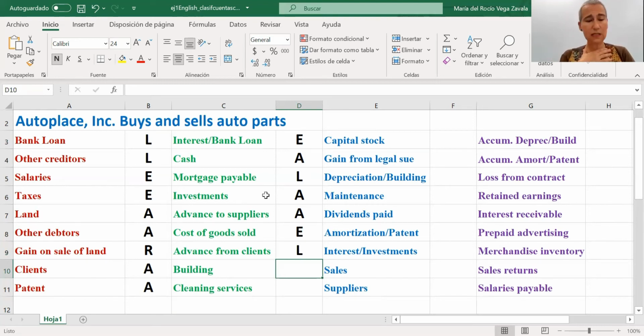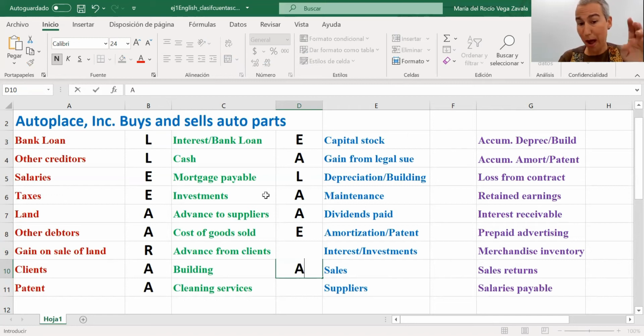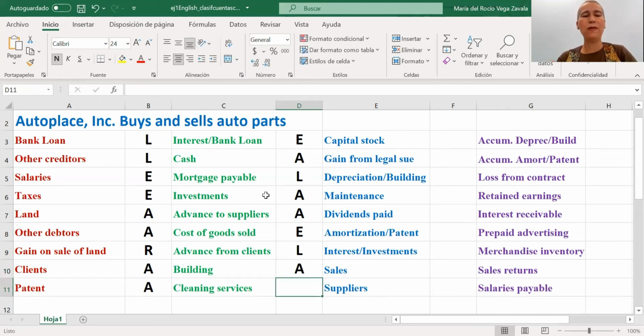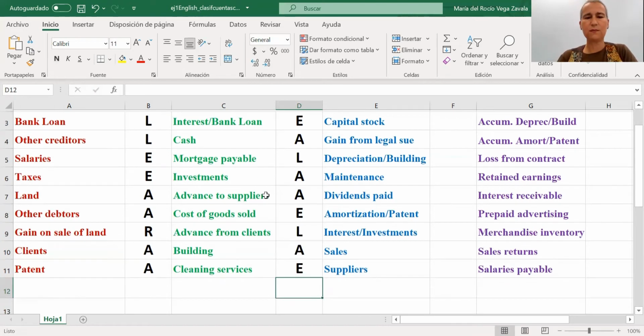Building. That's mine. It's something that I own. So that will be an asset. Cleaning services. So the amount that I pay to the lady that comes in here and cleans everything, that will be resources going out. That will be an expense.